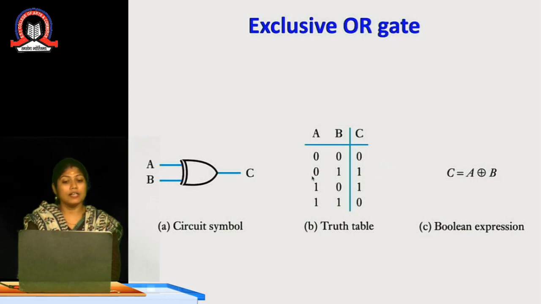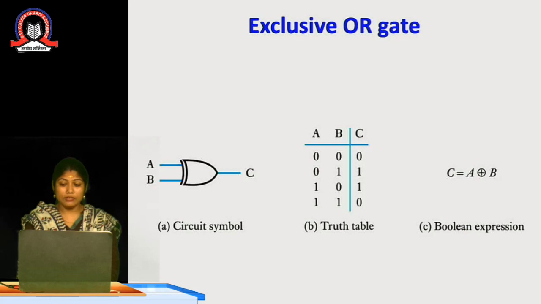So if you look at the input, this is A bar B. If it is 0 we will write bar, and if it is 1 we will write no bar. So this expression can be A bar B plus A B bar, and in short we can write this as A XOR B. This is the representation of the XOR gate. So this is all about the logic gates.